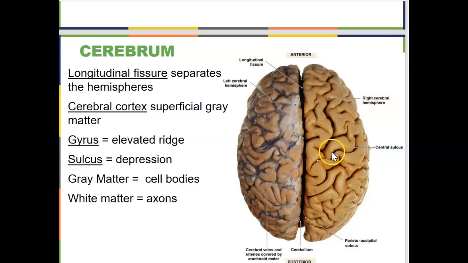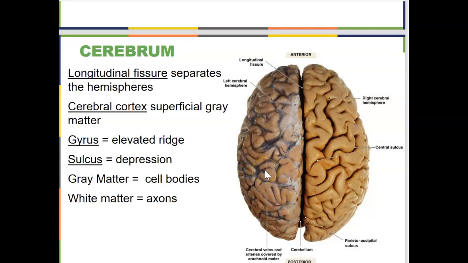The central sulcus goes all the way down the lateral side of the brain. These other ones, they just kind of zigzag around. The gray matter, which you won't be able to tell quite yet, consists of all the cell bodies or the neurons inside the brain. And the white matter are the axons, the extensions leaving the cell body.